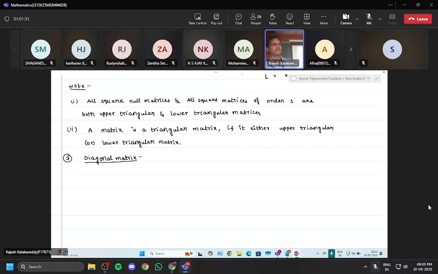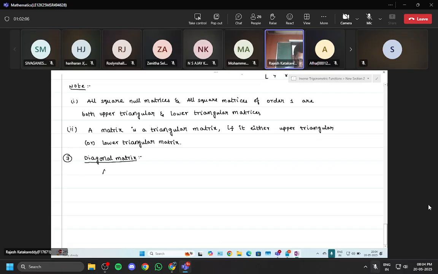n square minus n. Why? Because there are a total of n square elements possible. Excluding the diagonal, all the remaining can be zeros. The diagonal also can be 0, but it is not necessary. So you remove that: n square minus n. Clear? Understood? Some doubt?